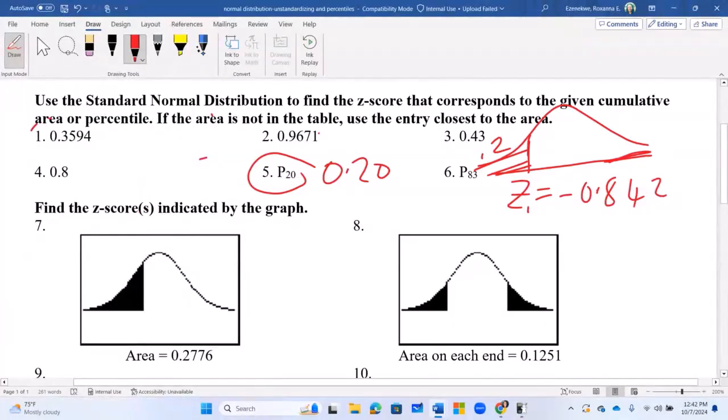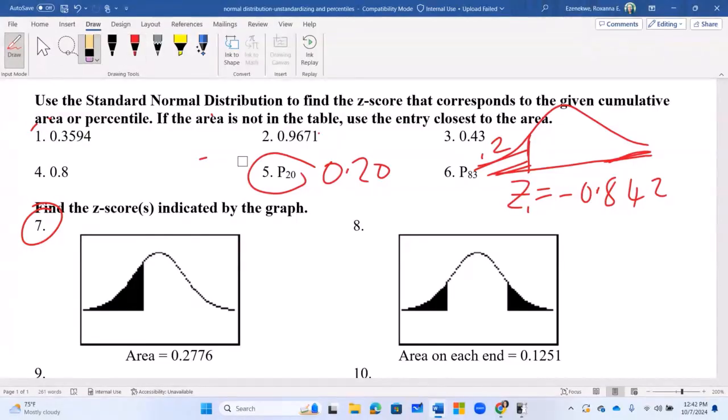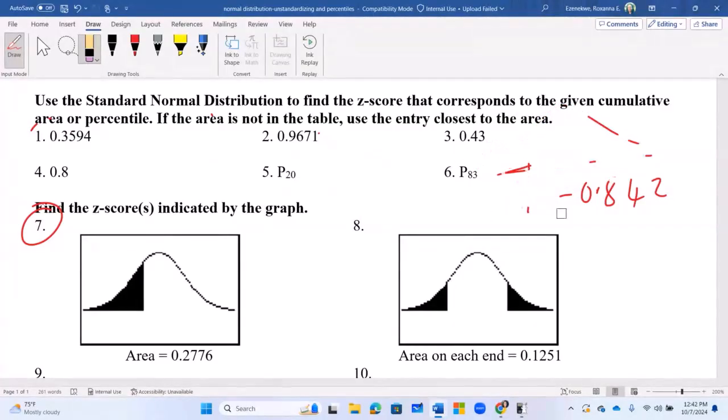So this is again, number 7, area to the left. Well, this time they drew the normal curve for me, so that makes my world easier. But what I was trying to say in number 5 is that whenever you are given P20, it means 20th percentile. If you're given P83, it means 83rd percentile. So this time you are asked to find the z-score corresponding to the 83rd percentile.